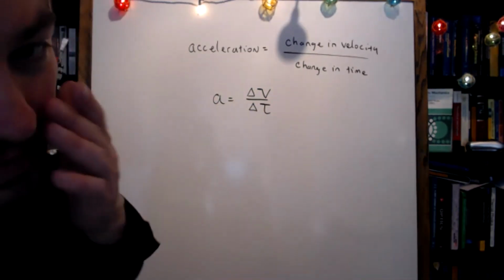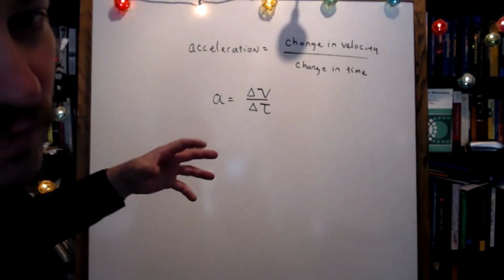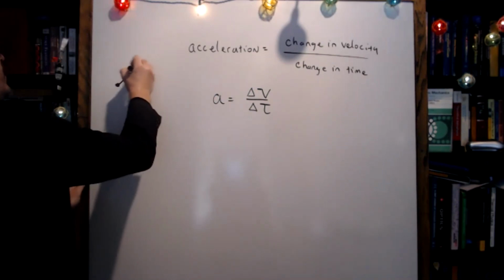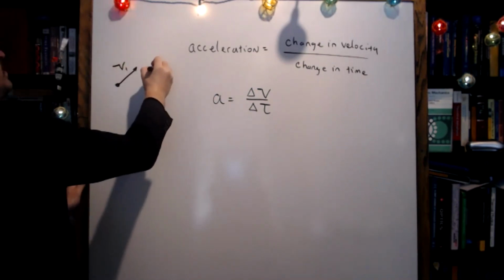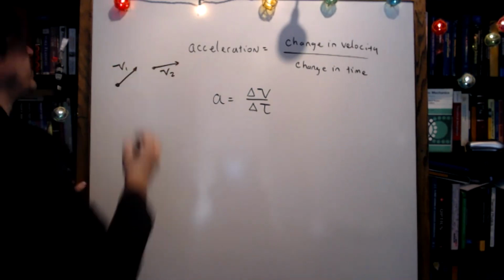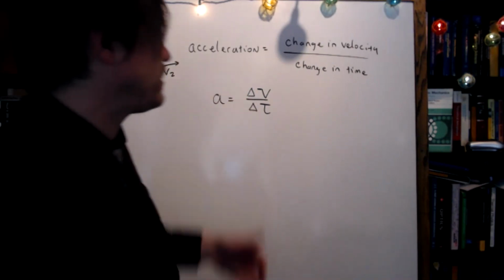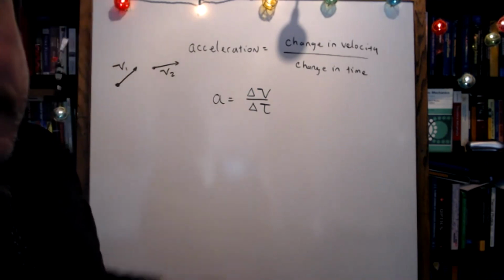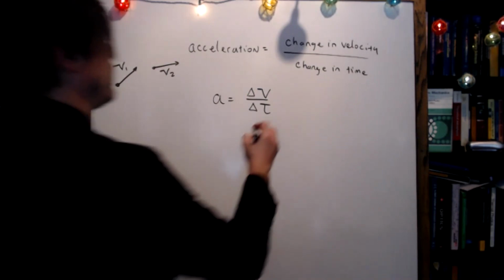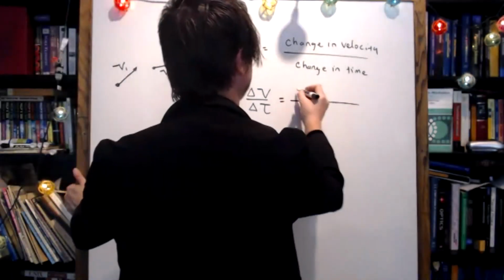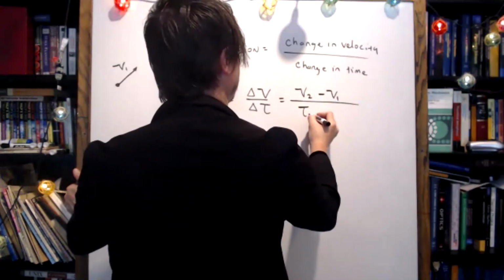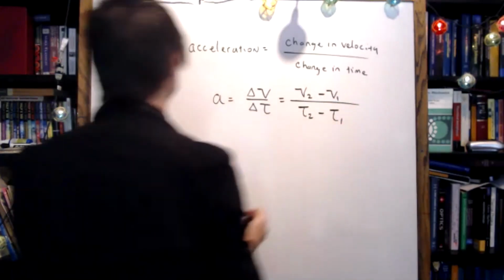Usually, as you follow an acceleration, you watch it go from one velocity, v1, at one time, to some new velocity, v2. It's undergoing some kind of a change, and that change in velocity takes some change in time, and that's your acceleration. If you want to write it out, you can write it out as v2 minus v1 over t2 minus t1.